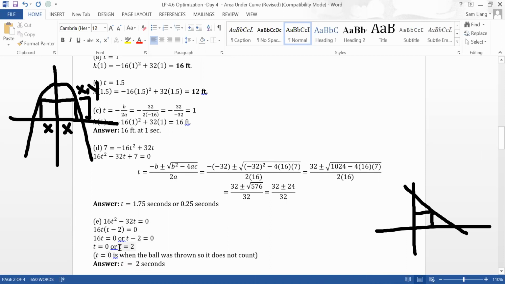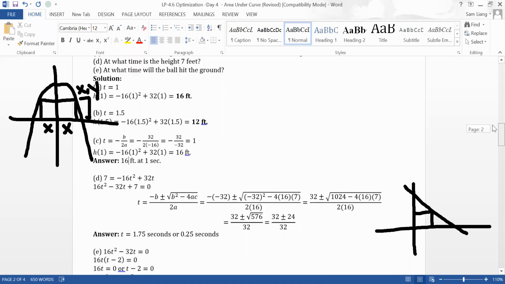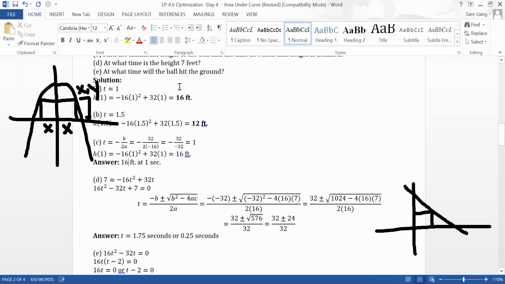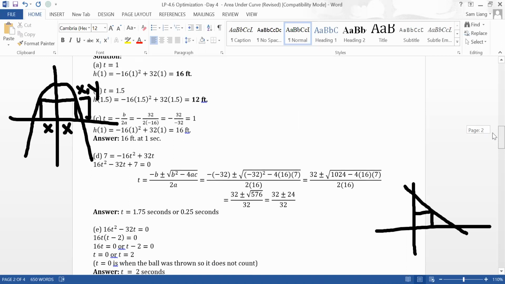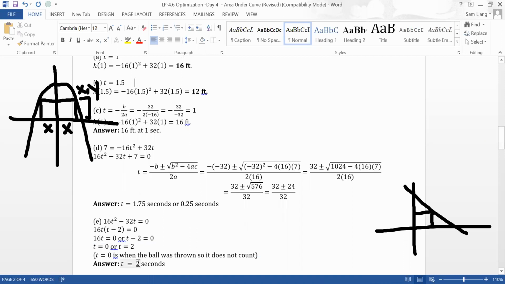Now, the only answer we're going to accept is t equals 2, right? Because t equals 0 is when the ball was thrown, so that doesn't count. This is asking for when the ball will hit the ground, so that implies that the ball was already thrown. Okay, so the answer to that is t equals 2 seconds. Yeah, t equals 0, we will consider that to be extraneous.